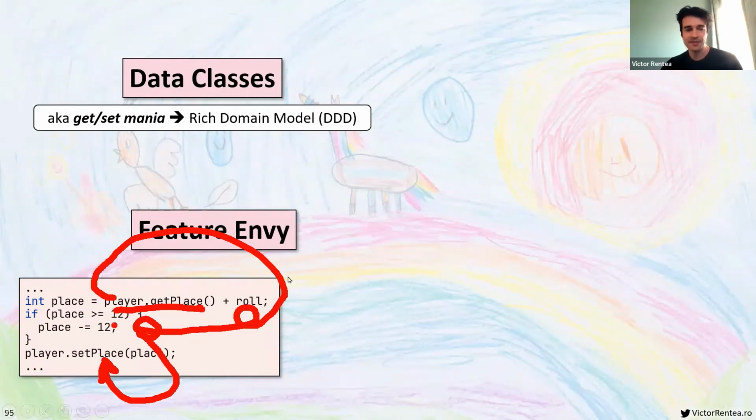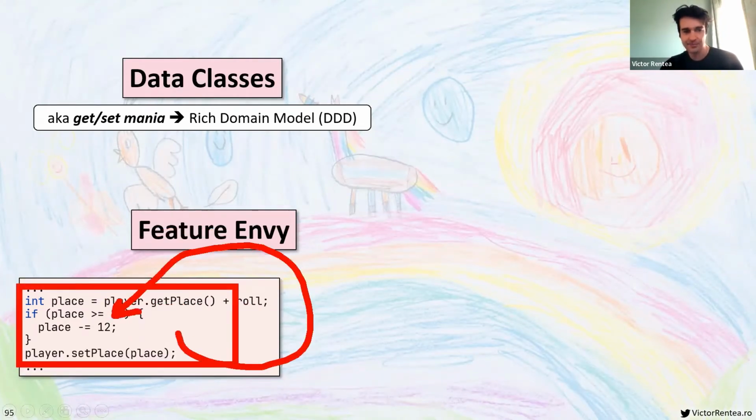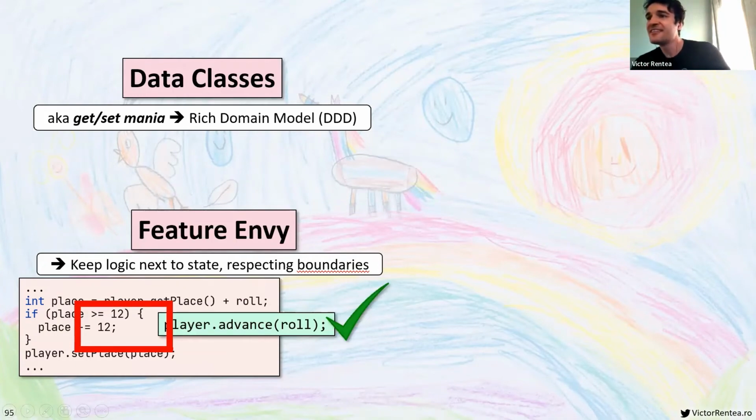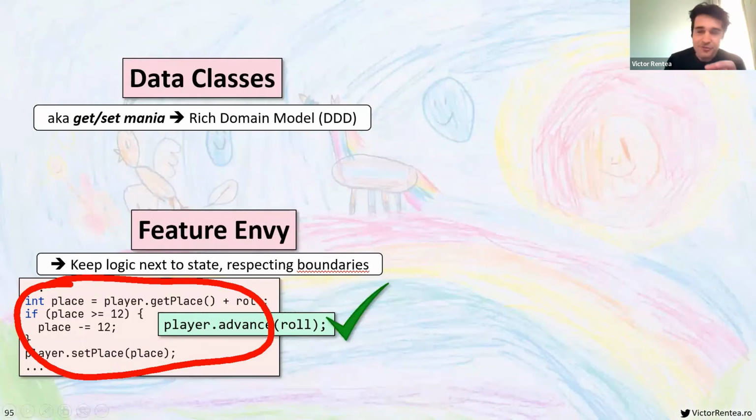This is a perfect example to take the code from here and put it inside the player, by also guarding the invariant that the place can never exceed 12, you see? Of course, use common sense, but in this case, if you have some interesting business rule surrounding a field, surrounding some data, then this rule needs to go inside the domain.